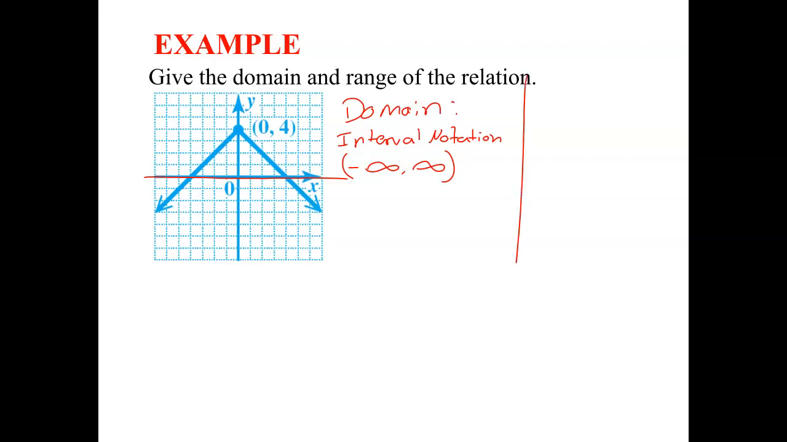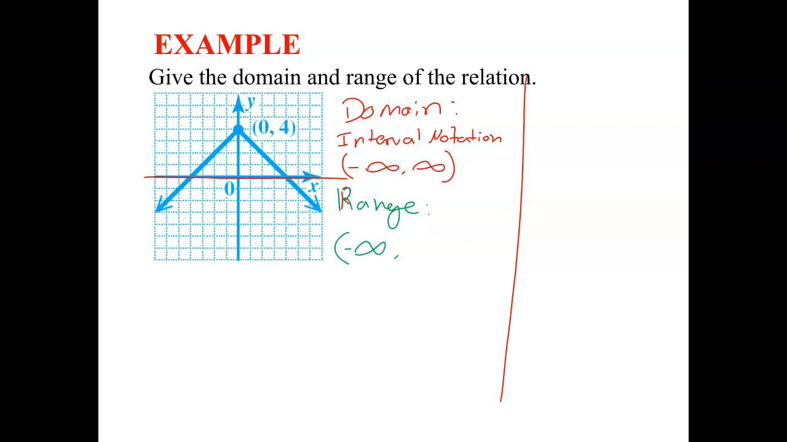Come back with another one. Range. Actually, let me use a different color. Range. Okay, again, I'm going to use interval notation. And I'm going to start the lowest end. Okay? What's the lowest possible y value if my graph goes down forever? Negative infinity. Okay? Now, got that parentheses.